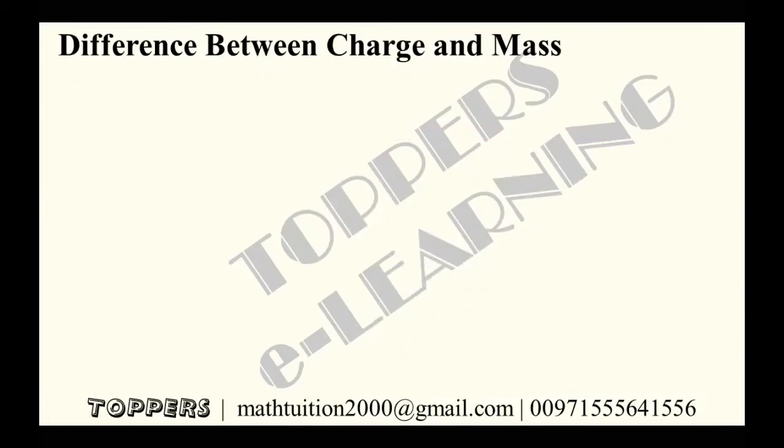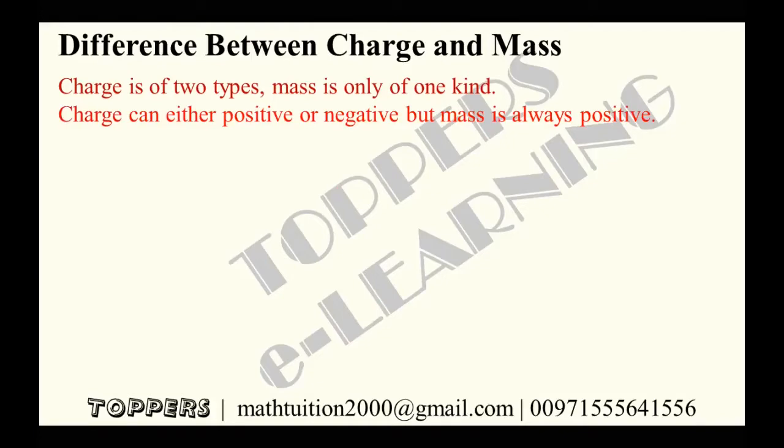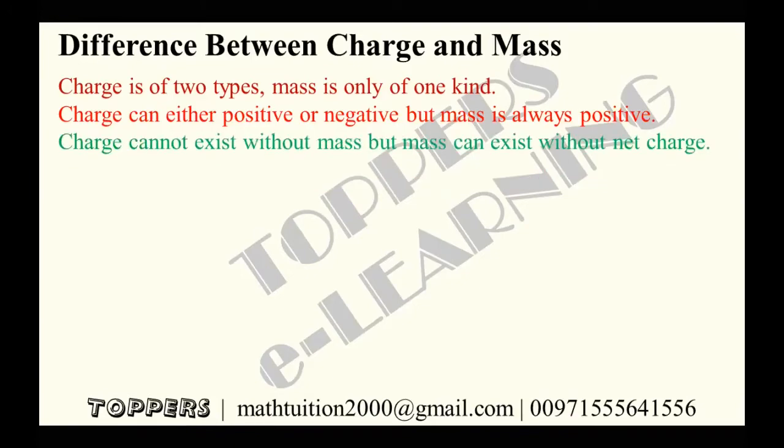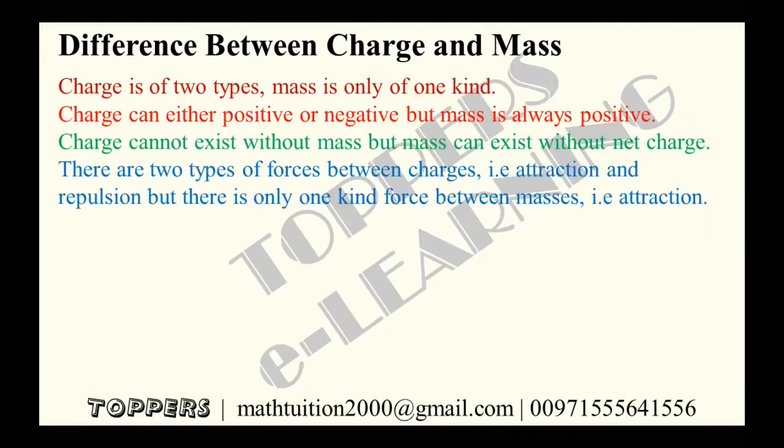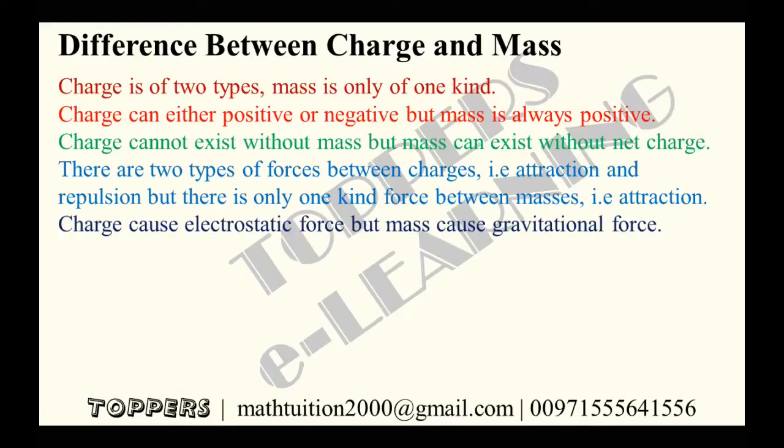Now, let us discuss the difference between charge and mass. Charge is of two types. Mass is only of one kind. Charge can be either positive or negative, but mass is always positive. Charge cannot exist without mass, but mass can exist without net charge. There are two types of forces between charges, attraction or repulsion. Unlike charges attract, like charges repel. But there is only one kind of force between masses. They will attract only. Charge causes electrostatic force, but mass causes gravitational force.